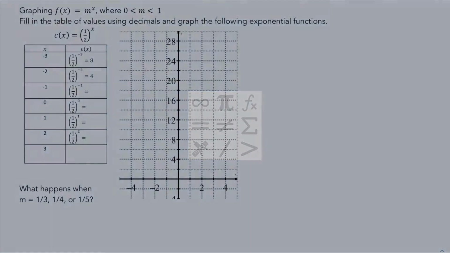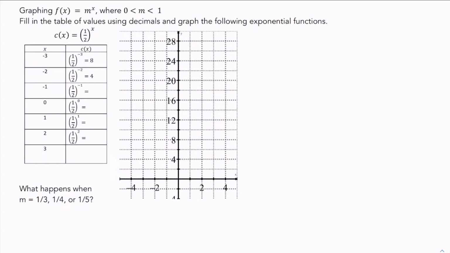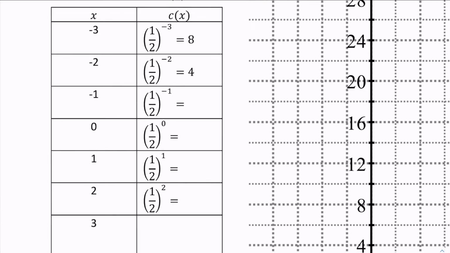So what happens when we have a base that's a fractional number that is still positive, less than 1 and greater than 0? What does the graph look like? For this example, we're going to use 1 over 2 as our base and plot the values and see what we get. The first two have been done for you. The rest are pretty straightforward.